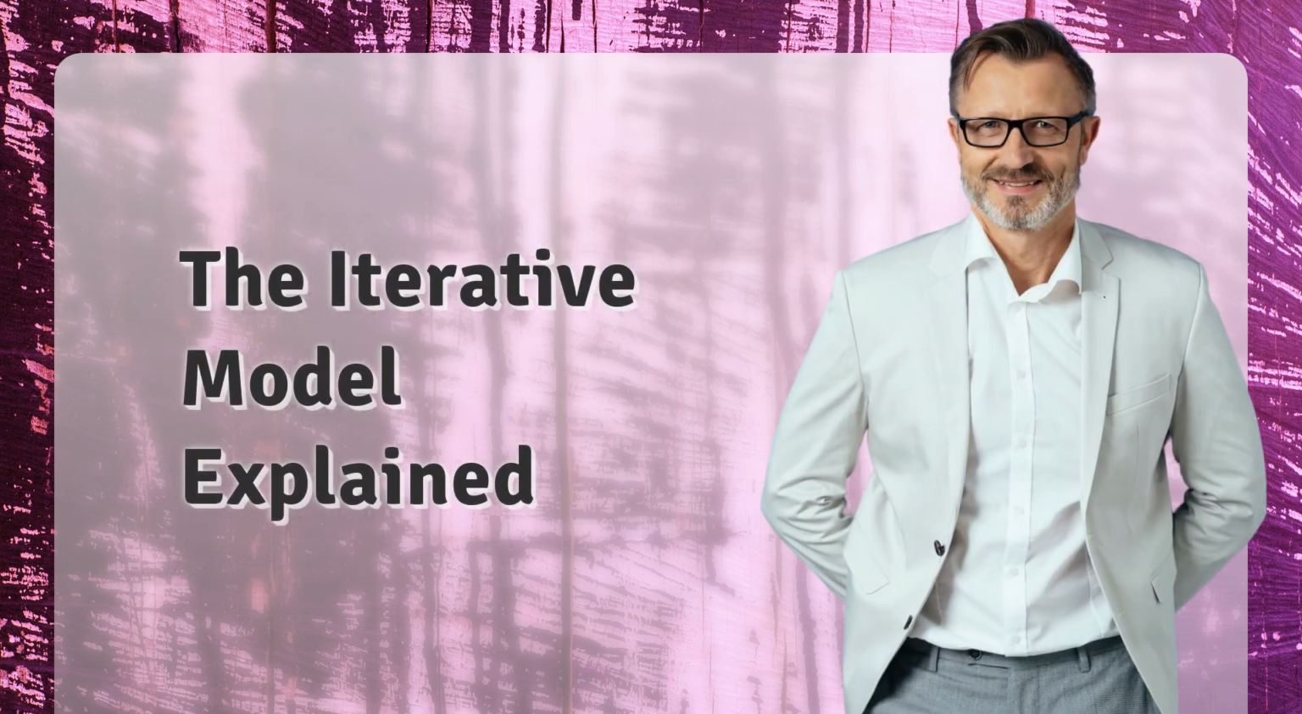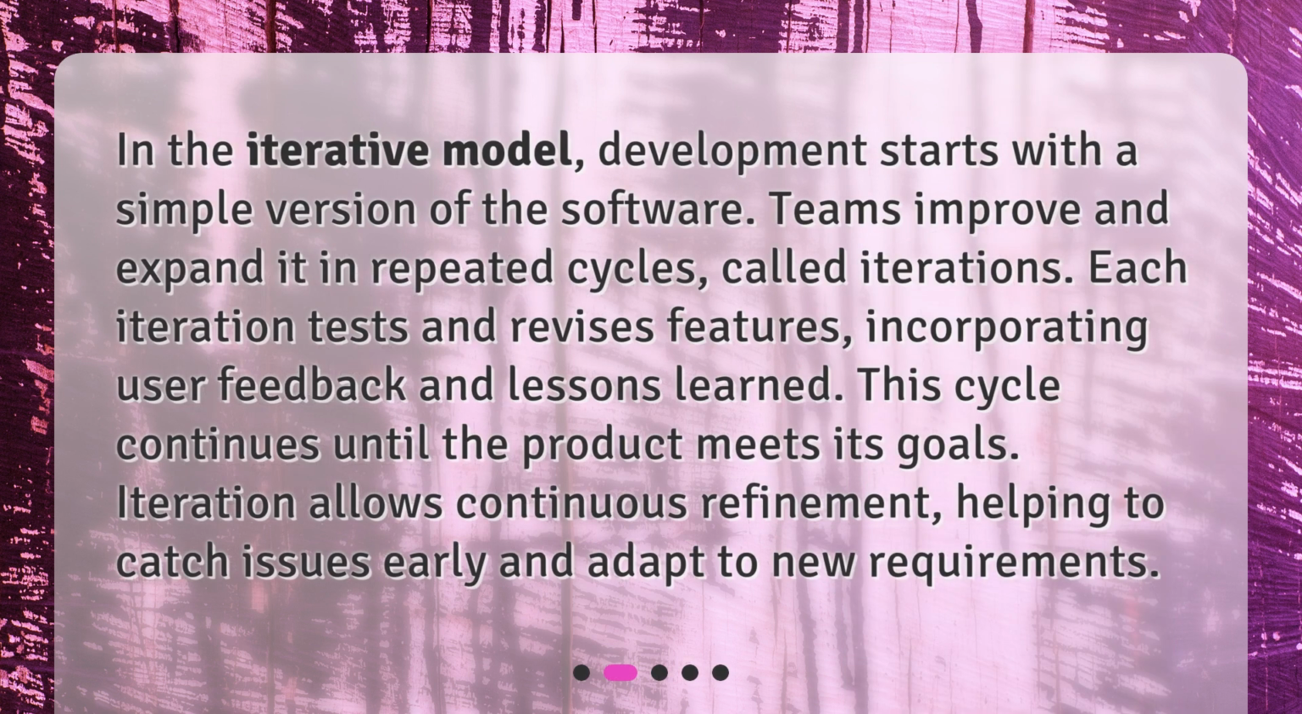The iterative model explained. In the iterative model, development starts with a simple version of the software. Teams improve and expand it in repeated cycles called iterations. Each iteration tests and revises features, incorporating user feedback and lessons learned. This cycle continues until the product meets its goals. Iteration allows continuous refinement, helping to catch issues early and adapt to new requirements.